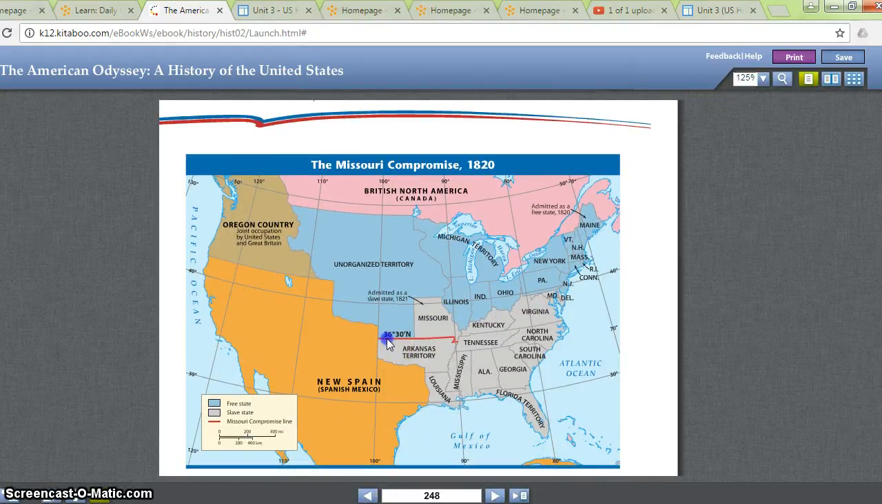So here's the line here in red, 36°30' North. Above this line was free state, and below that, slave states, other than Missouri itself. And then it just shows this was still belonging to Spain, Spanish Mexico, Oregon Territory, unorganized over here. They didn't become states yet. Okay, so continuing back.